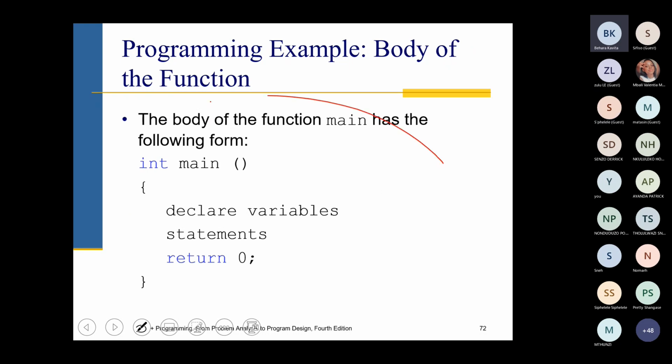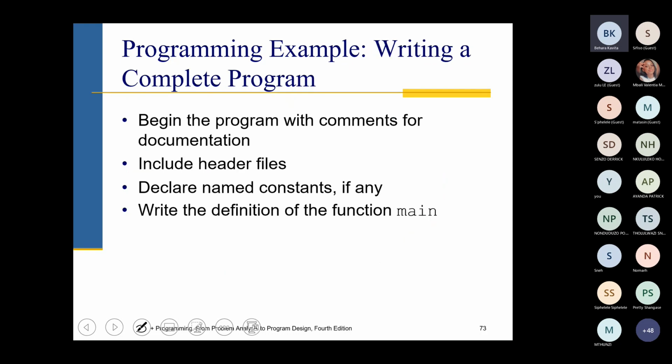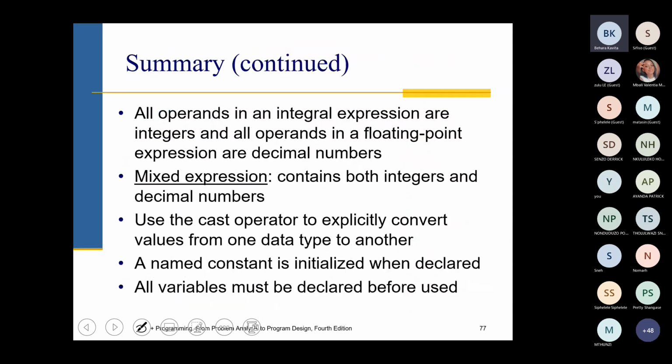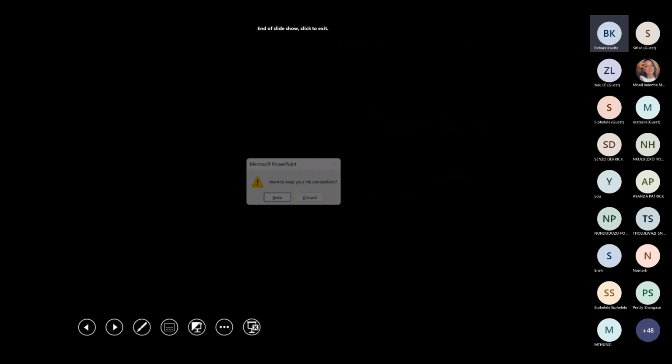You can see this question. The body of the function main has the following form. So you can remember that. This is the structure. So everything is explained. Right. Now you can ask me questions if you have any doubts.